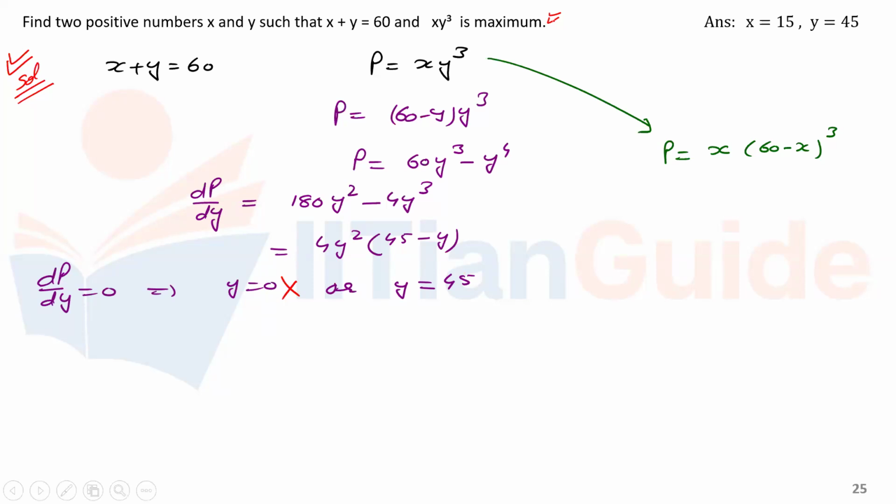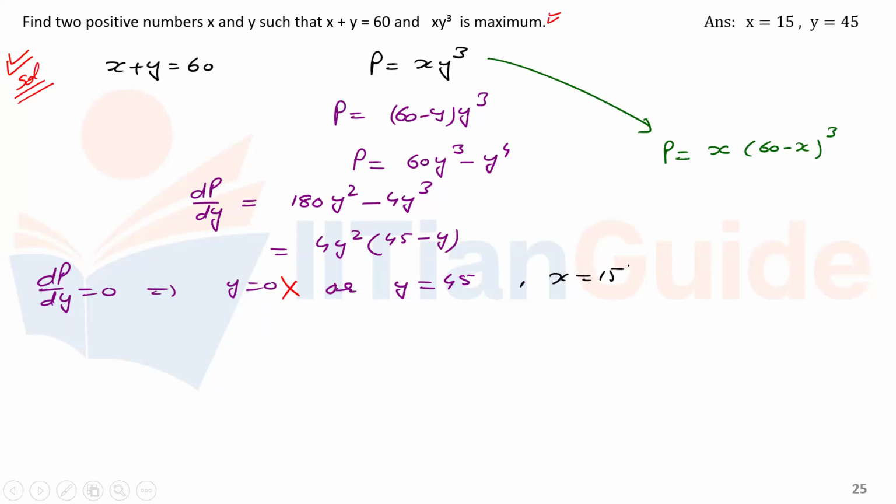Obviously, I will not get the minimum value. But anyway, forget this. The value of y is 45, so I can say the value of x is 15. Okay, so x plus y is that one. So y is 45 implies that x is 15, and that is my answer.